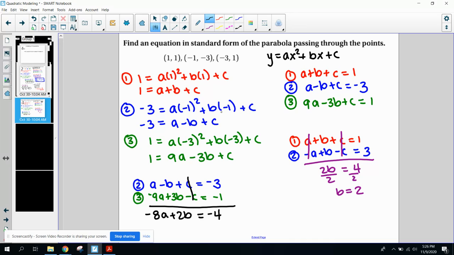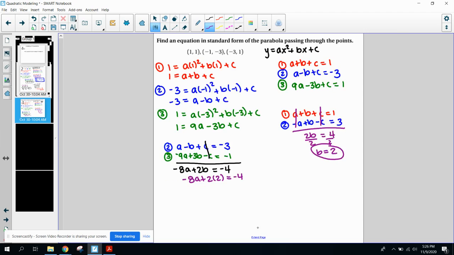So I can then take the b that I solved for over here. This b is equal to 2. And I'm going to just plug that into here. So I'm going to say negative 8a plus 2 times 2 equals negative 4. So I'm just going to go ahead and solve this. So negative 8a plus 4 equals negative 4. So negative 8a, if I subtract 4, I get negative 8. Divide by negative 8. So a is equal to 1.